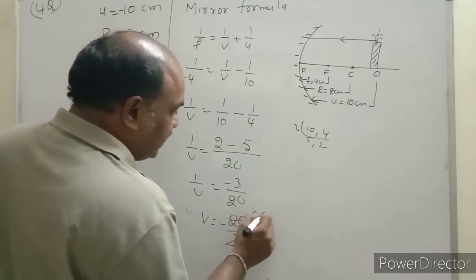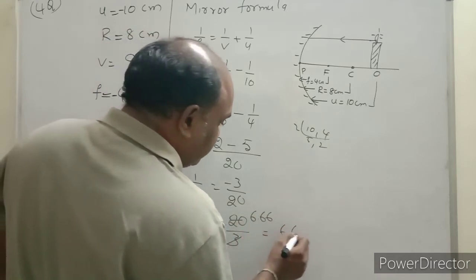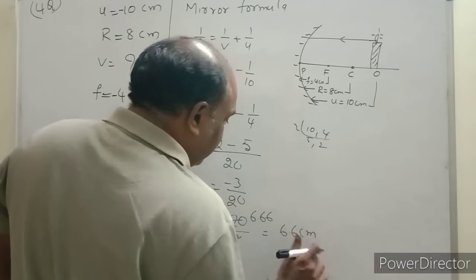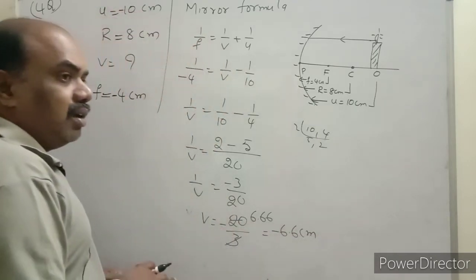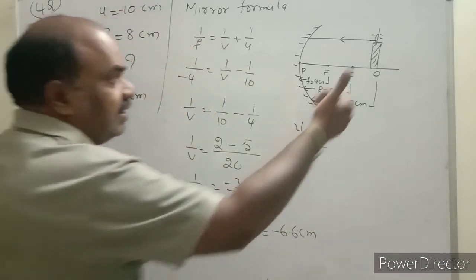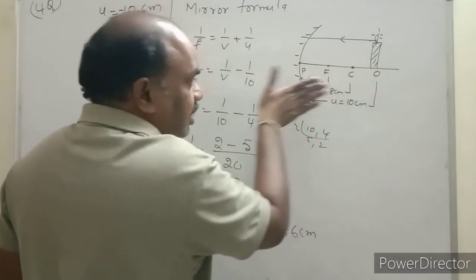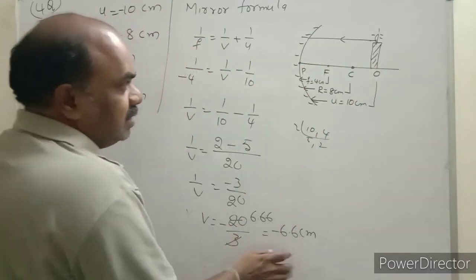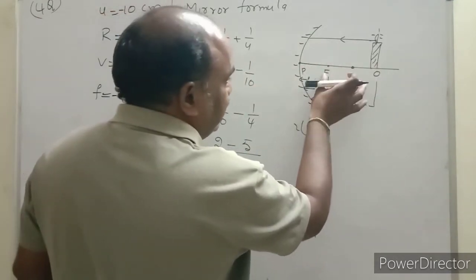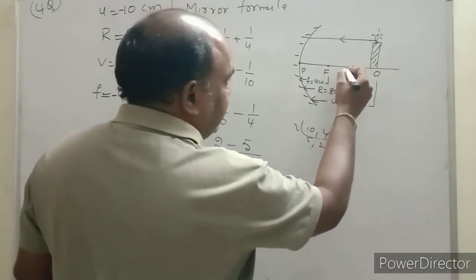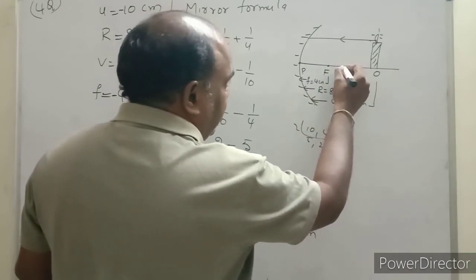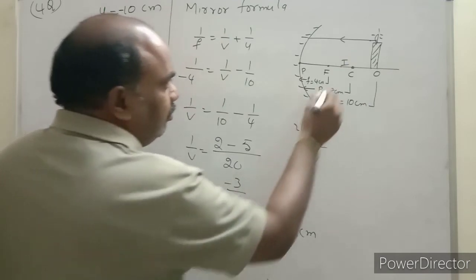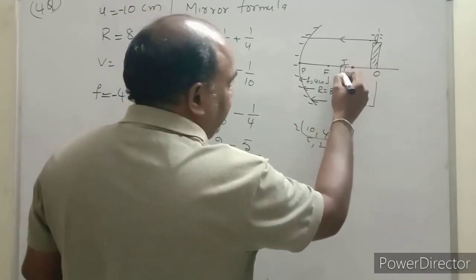That means 6.66 centimeter. The image forms at 6.66 centimeter, that is negative. Negative means what? Opposite direction of the parallel incident ray. This is the parallel incident ray, the image forms on the opposite side, here. 6.66 means what? The focal length is 4, the center of curvature is 8. 6.66 means exactly in between. Here the image forms. Here the image of the candle forms.